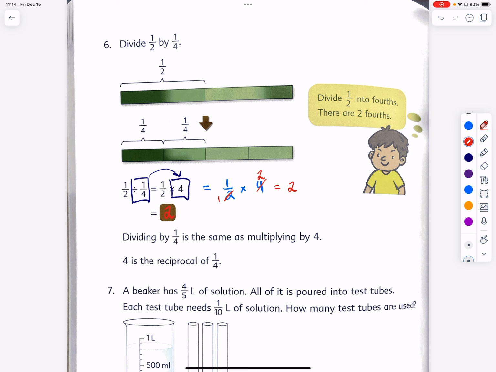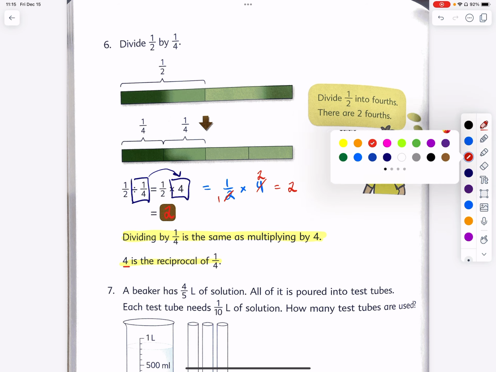Dividing by a quarter is the same as multiplying by a reciprocal. Dividing by a quarter, this is so important for us to internalize and practice. And of course, 4 is the reciprocal of 1/4. Why? Well, think of 4 as just 4 ones. We just never write the 1 underneath.